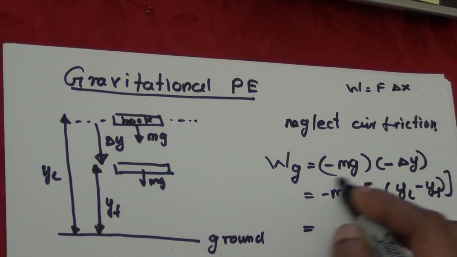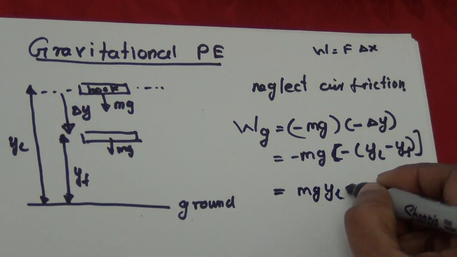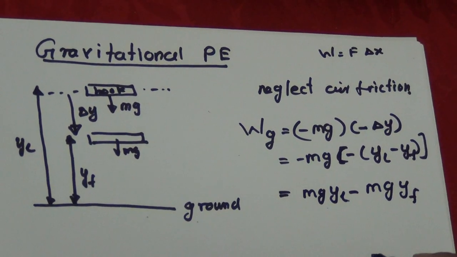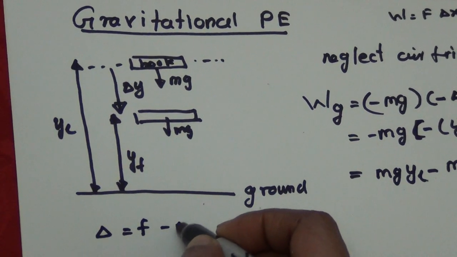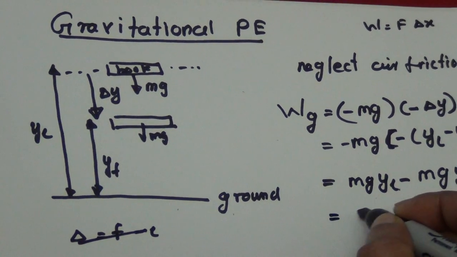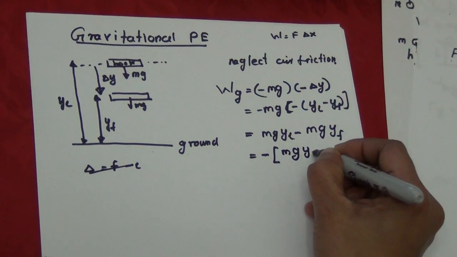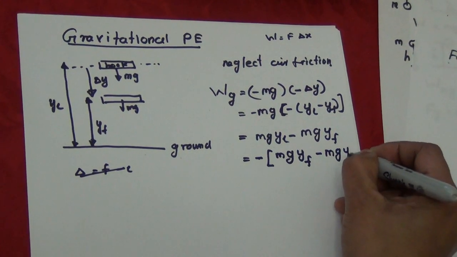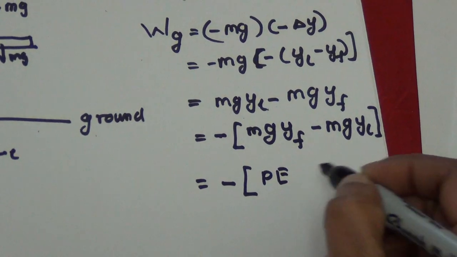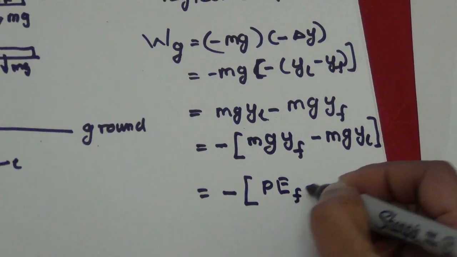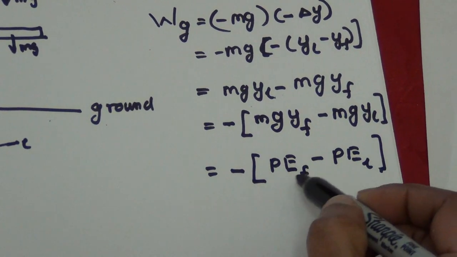right? So I can make some rearrangement, like you can multiply y final, then I need something with delta, which is always final minus initial, right? So what I'm going to do, I'm going to take the negative out, so I can write mgy final minus mgy initial. So this is like something, let me call it potential energy final, potential energy initial, right? So this is the gravitational potential energy, right?